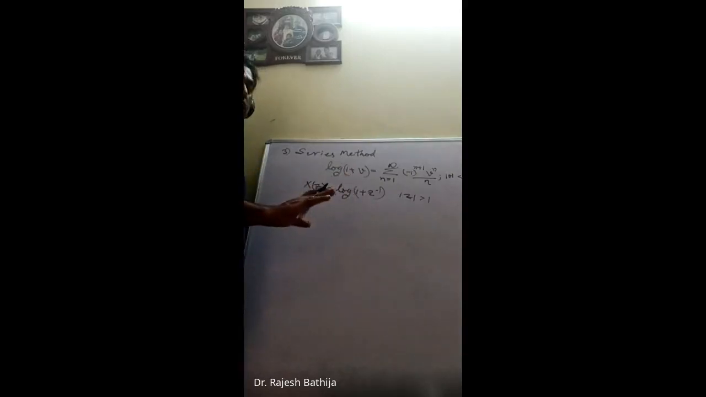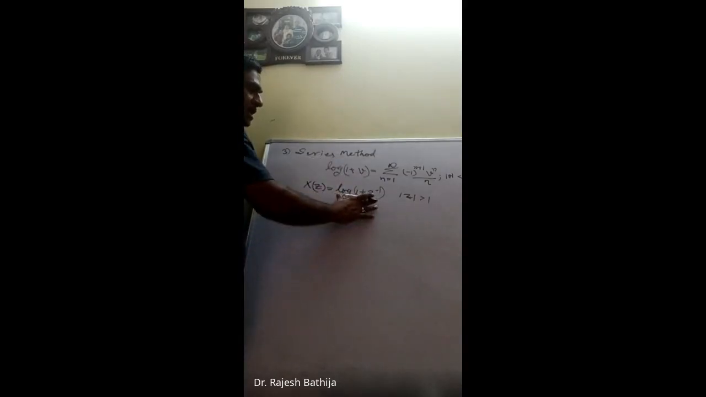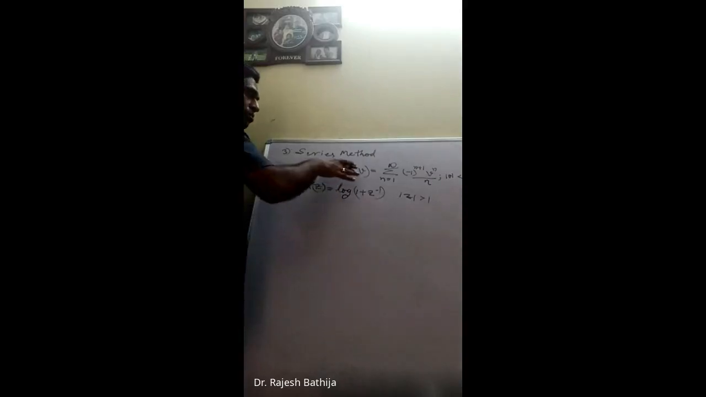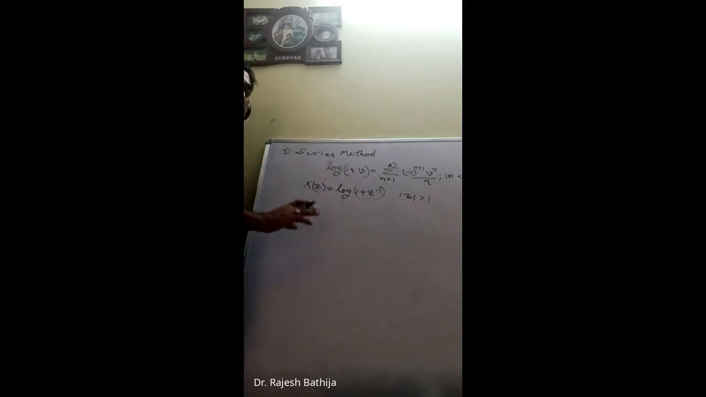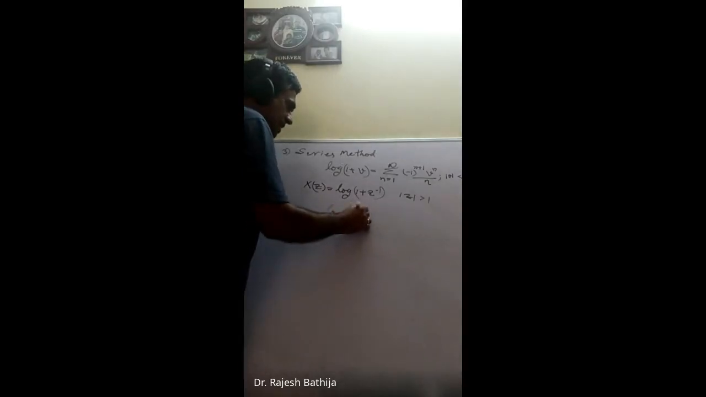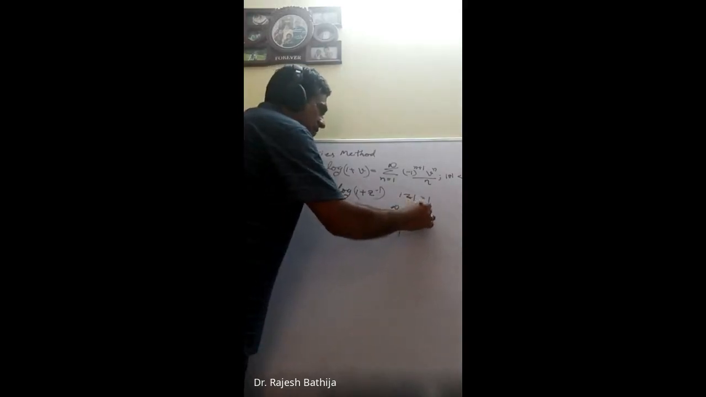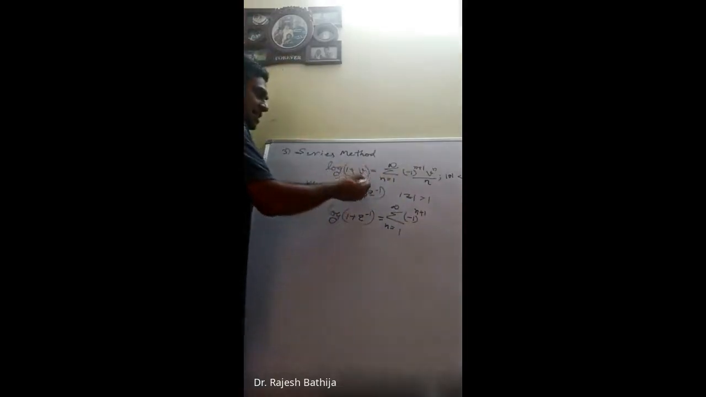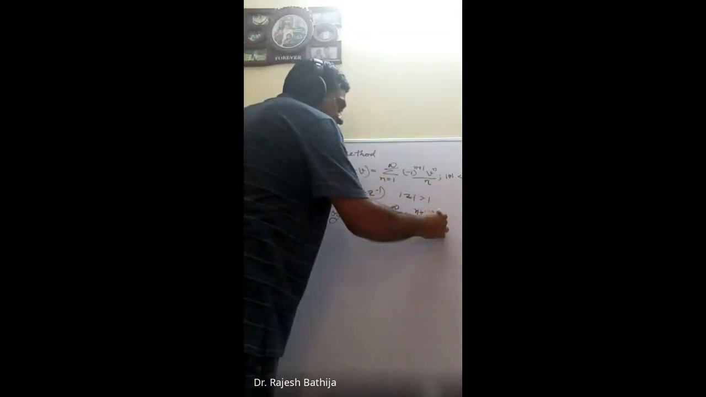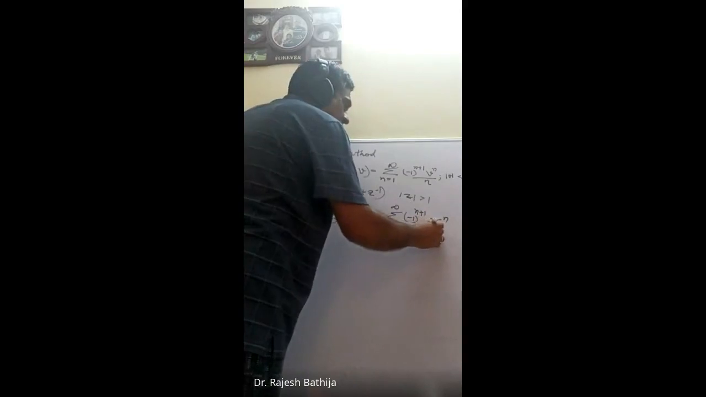I will show you some way around in the properties of the Z transform. We can also use some properties to find the inverse Z transform of this. But through this formula, if I compare with this formula, I can write it directly. Log of 1 plus Z inverse will be equal to the summation from n equal to 1 to infinity of (-1) to the power n plus 1, where v is nothing but Z inverse, so Z to the power minus n upon n.